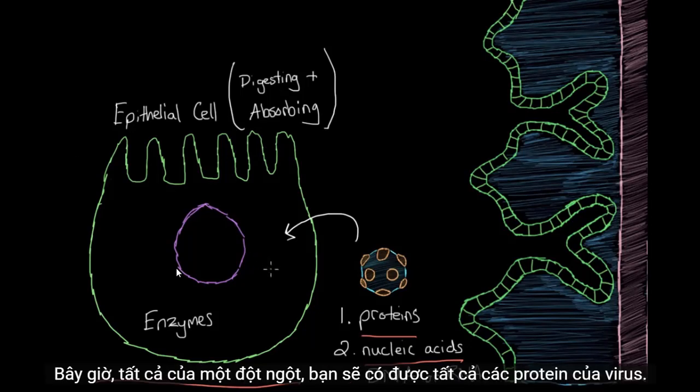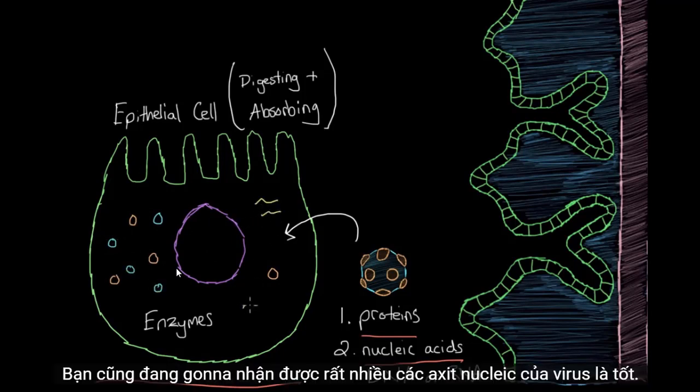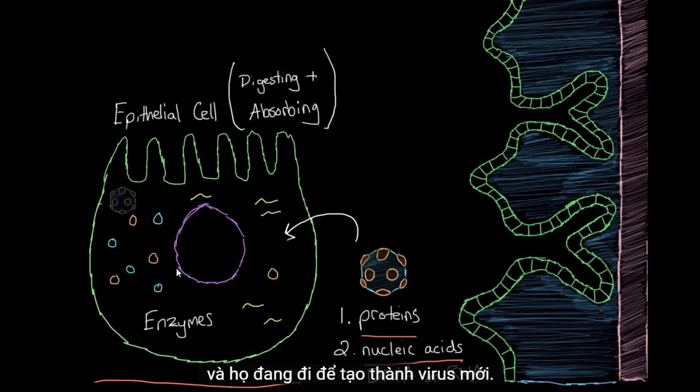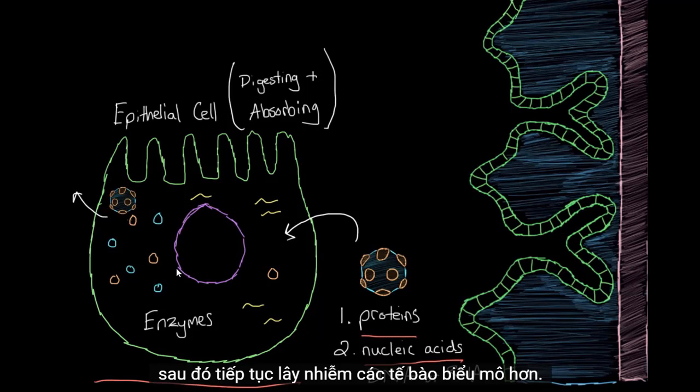And now all of a sudden, you get all these viral proteins. You're also going to get a lot of viral nucleic acids as well. These are then going to come together and form new viruses. The viruses can then leave the cell and go on to infect more epithelial cells. So basically what you have is a cell that's just been turned into a virus-making factory.